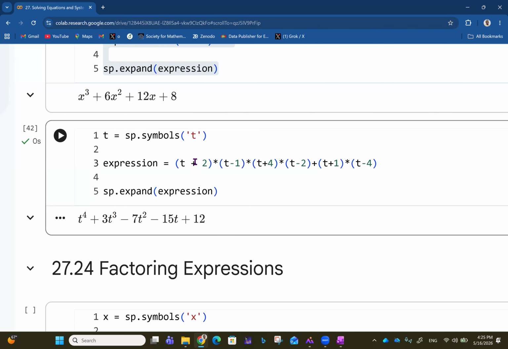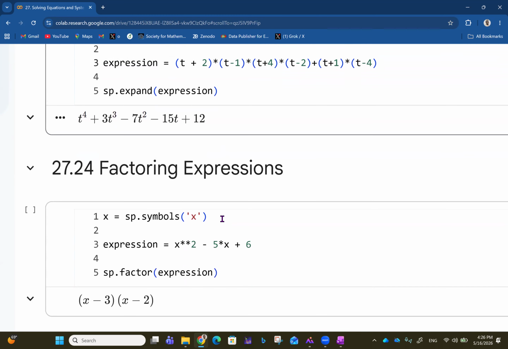Now, what I've done is you have t plus 2, t minus 2. That's t squared minus 4. Then t minus 1, t plus 1. That's t squared minus 1. Then you have t plus 4, t minus 4. You have t squared minus 16 or something. So if you put all of that together, this is what you get right here.